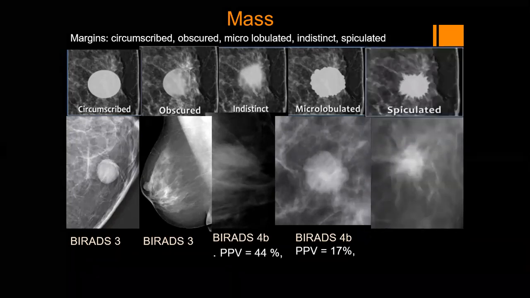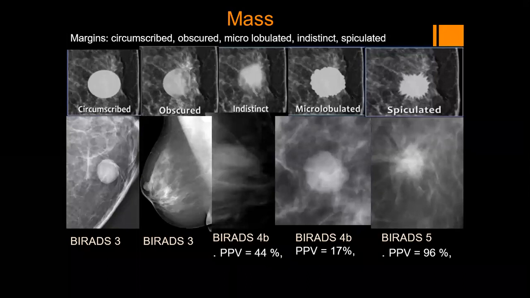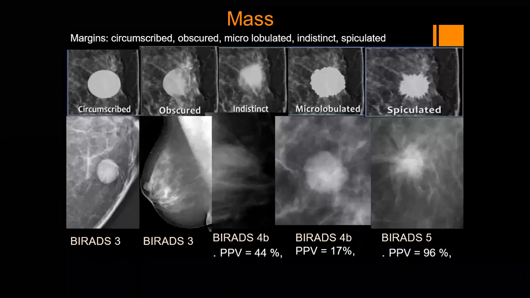And what about spiculated? Hint. Spiculated is BI-RADS? No, 5 or 4C? Highly. Who said 5? Nahidi. Yes, you are right. It is 5. It is 96%. This is the only single character giving BI-RADS 5. Usually, BI-RADS 5 is not coded by a single character, except for the spiculated mass. It has a very high positive predictive value.